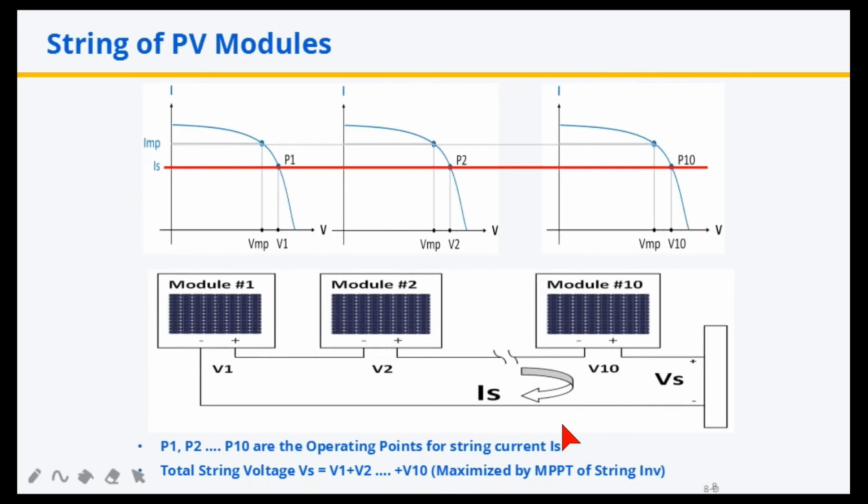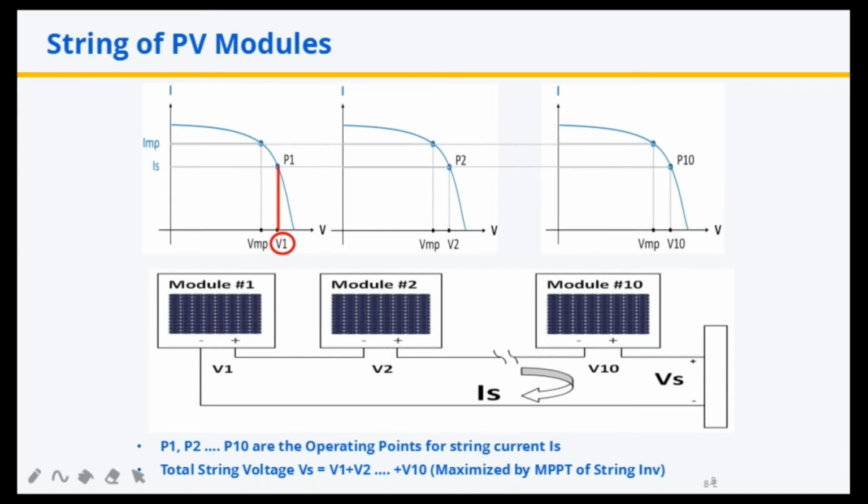For instance, if we drop a perpendicular from P1 to the voltage axis, we find that the voltage of the first module will be V1. Similarly, if we drop a perpendicular from P2 to the voltage axis, we find that the voltage of the second module will be V2. Likewise, we can work out the voltages of all the 10 modules. The total string voltage Vs will be the sum of V1, V2, V3 up to V10.